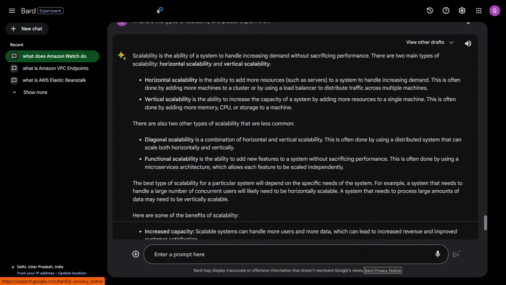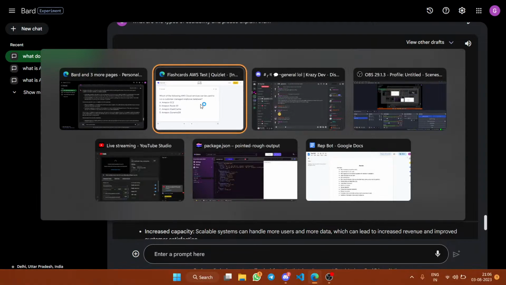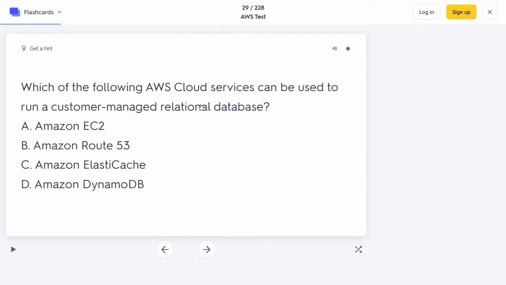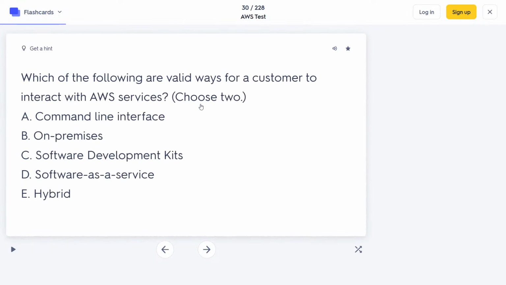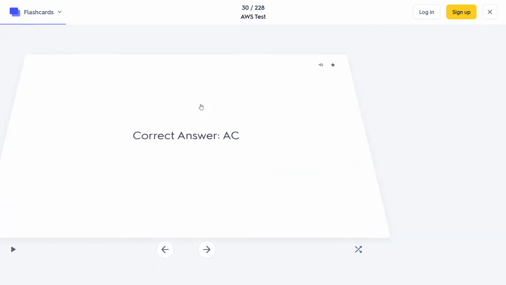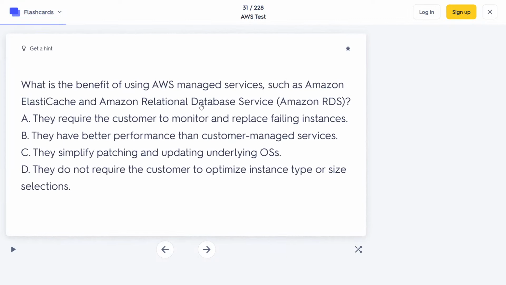Anyways, I want to go back to my Quizlet. Which of the following cloud services can be used to run a customer managed relational database? Option number A, my friends. Which of the following are valid ways for a customer to interact with AWS services? Of course, CLI and then SDK.